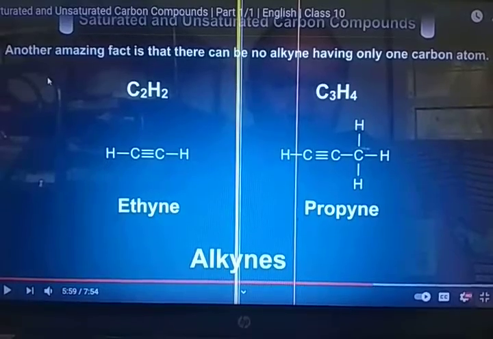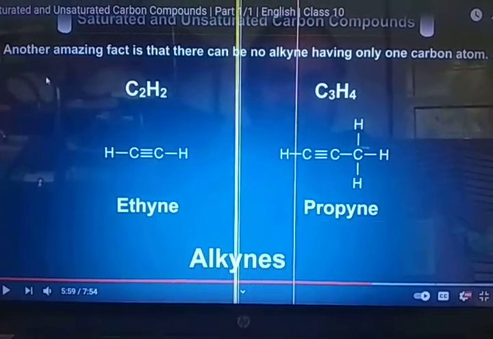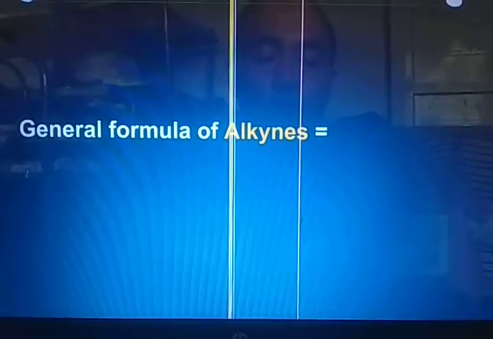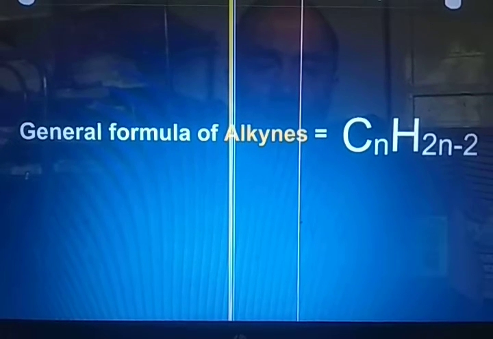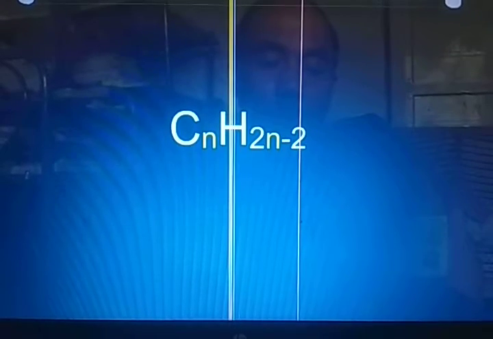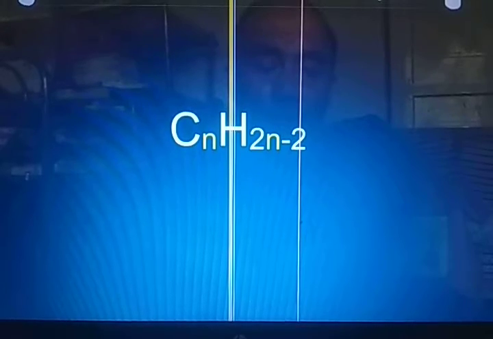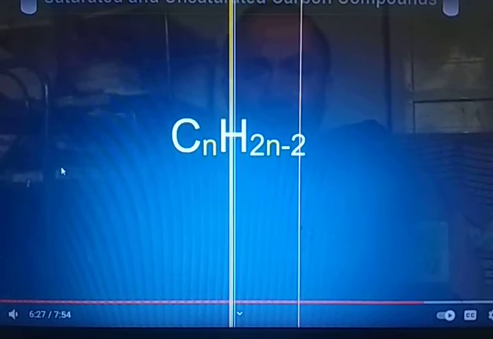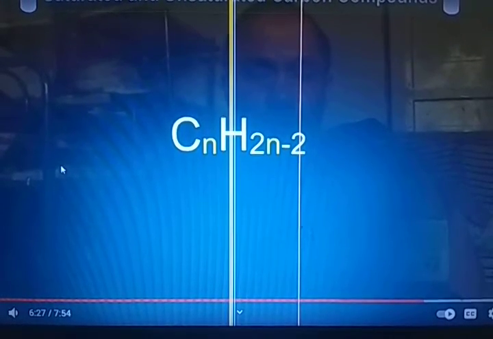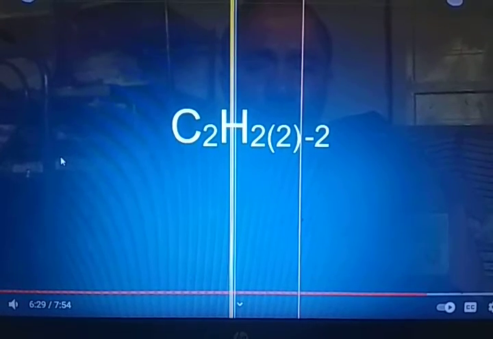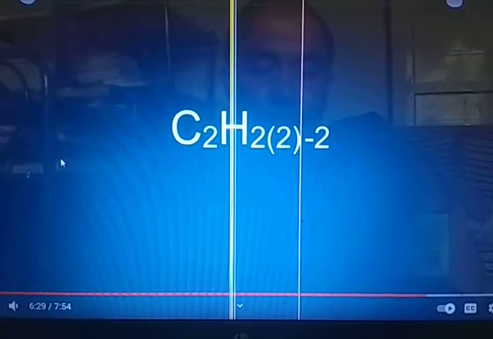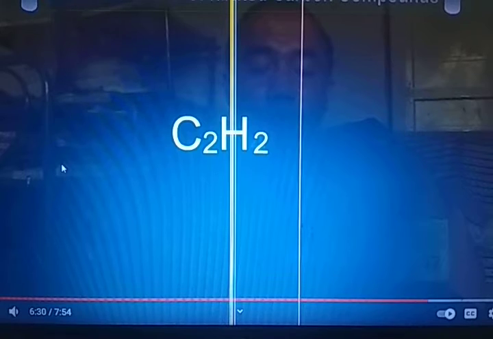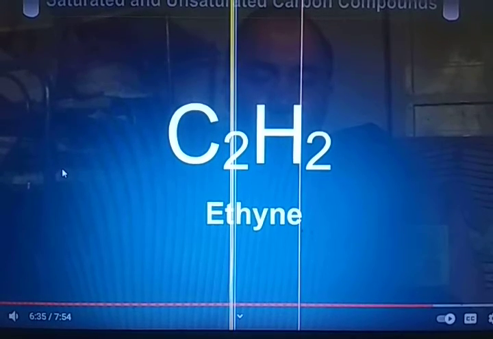One amazing fact about alkynes is that there can be no alkyne having only one carbon atom. The general formula of alkyne is CnH2n minus 2, where n is the number of carbon atoms. Let's discuss with a few examples. When an alkyne has two carbon atoms in its molecule, then C2H2 into 2 minus 2 becomes C2H2. This is ethyne.